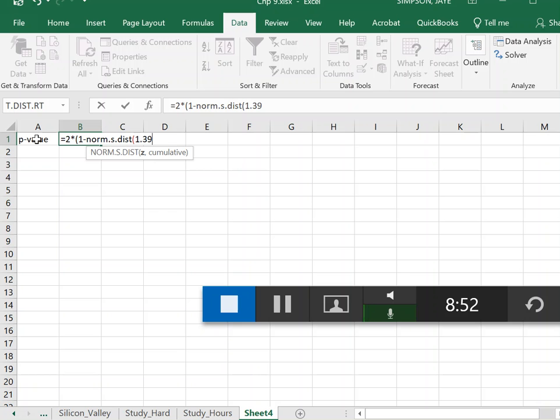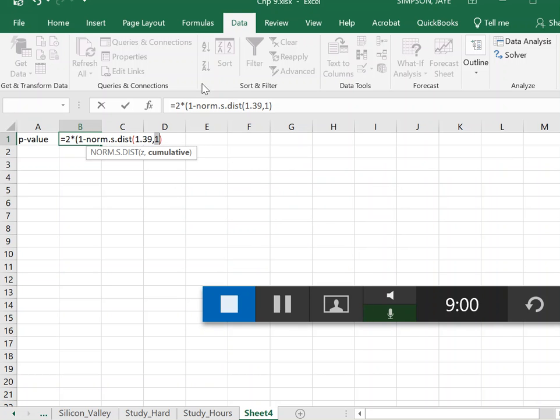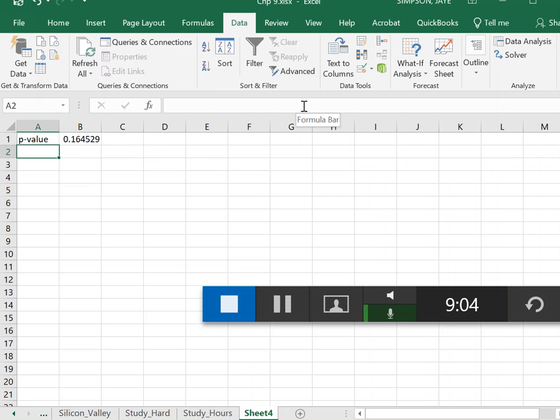And of course we can calculate our z-score here in Excel as well if we don't want to do that manually, certainly. And then we're going to say 1 because it's cumulative. Oh, I'm missing some parentheses. Let me add my parentheses. All right, so we get a p-value of 0.1646. So that is our p-value. Now let's jump back over to our PowerPoints.